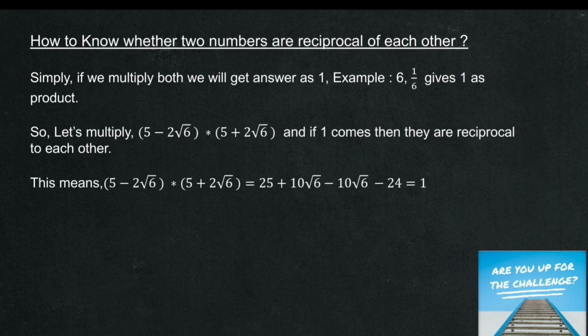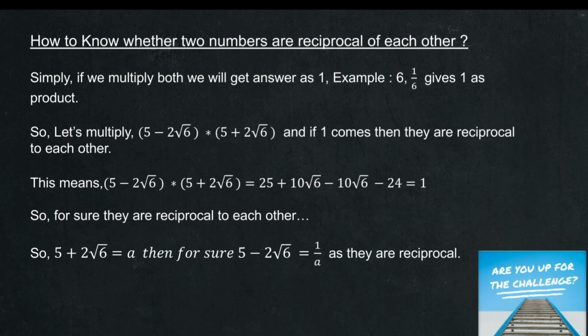Alright. This means 5 minus 2 root 6 into 5 plus 2 root 6. So 5 into 5 is 25. 5 into 2 root 6 is plus 10 root 6. Minus 2 root 6 into 5 is minus 10 root 6, and minus 2 root 6 into plus 2 root 6 is minus of 24, because 2 into 2 is 4 and root 6 into root 6 is 6. 6 into 4 is 24 and the minus was coming. Alright. So we are getting 1 because 25 minus 24 is 1, and 10 root 6 minus 10 root 6, they are cancelled. So for sure they are reciprocal to each other.